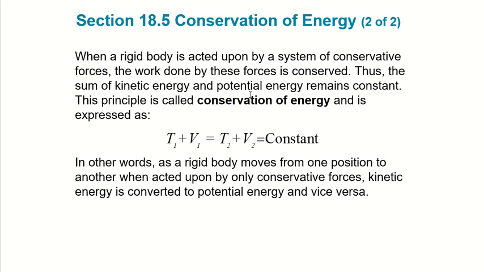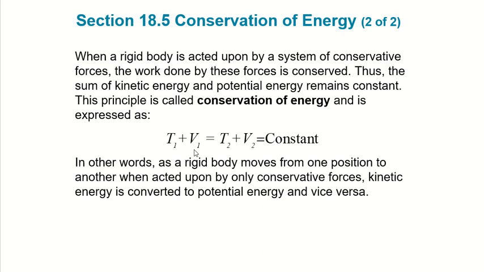All right, and then when a rigid body is acted upon by a system of conservative forces, the work done by these forces is conserved. So meaning like if you have a rigid body and you have all of your conservative forces acting on it, then the work done by that force is also conserved. Yeah. So the sum of the kinetic energy and your potential energy is going to be the same. And we call this conservation of energy. So your kinetic energy plus your potential energy, T is for kinetic, V is for potential, is equal to kinetic energy plus your potential energy for condition 2.